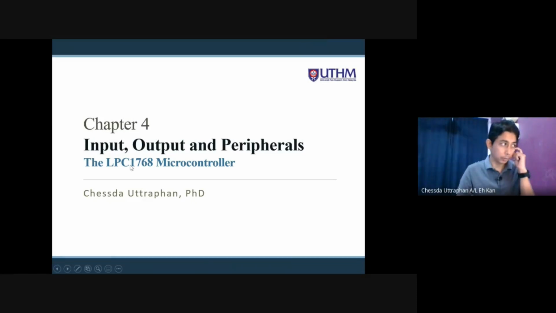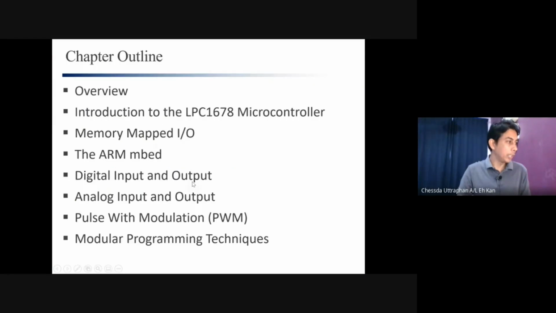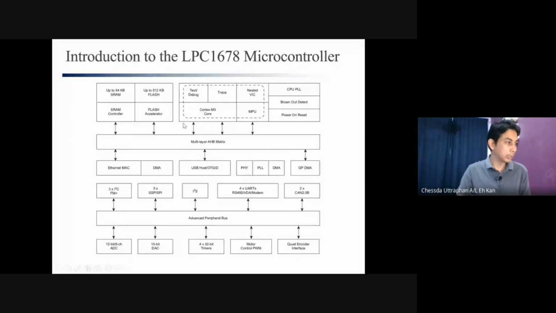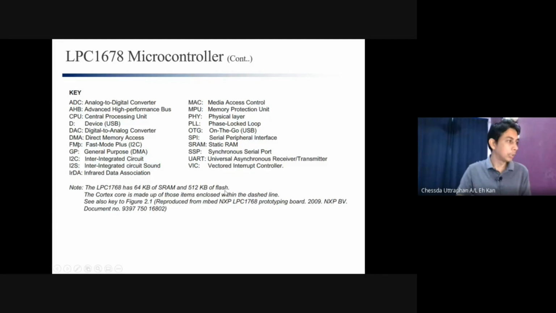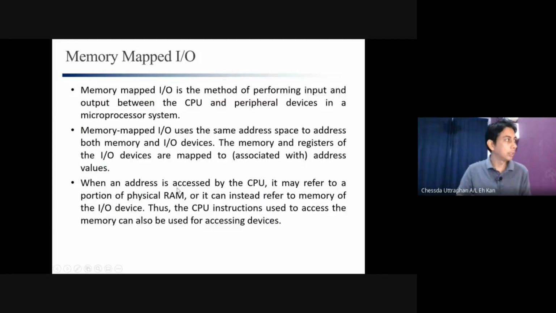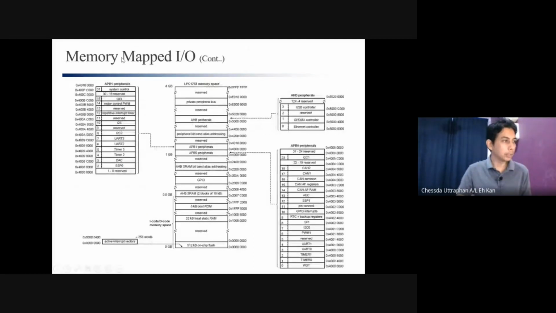All right. So chapter 4 is about this microcontroller, which is an ARM-based microcontroller, the LPC1768. You have been introduced to this microcontroller already. What is the difference between this and the microprocessor that we have learned before? And we have learned the memory map, the memory space from address 0 to address 4 GB.